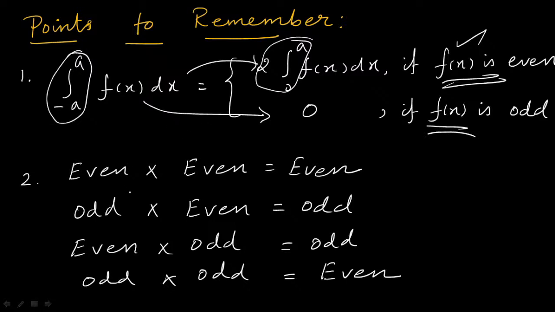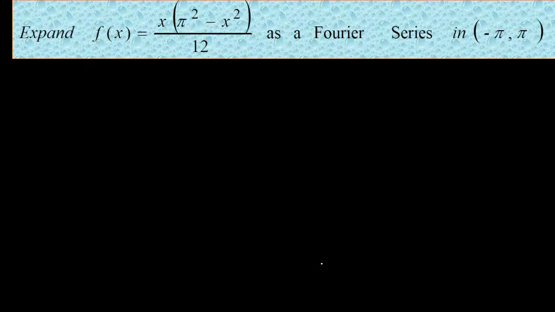Next, the product of even and even functions gives you an even function, the product of odd and even functions gives you an odd function, the product of even and odd functions gives you an odd function, and the product of odd and odd functions gives you an even function. So with this short introduction, let me now move into the problem.